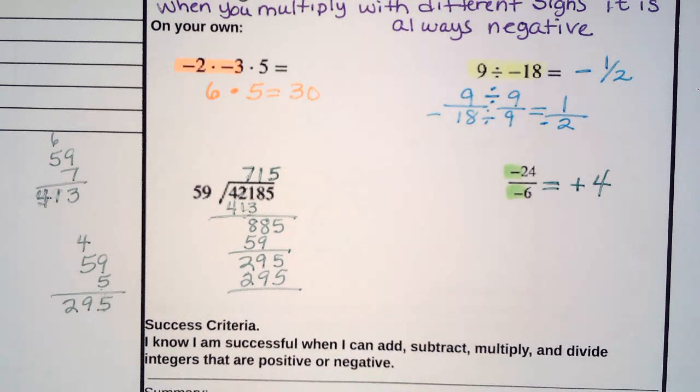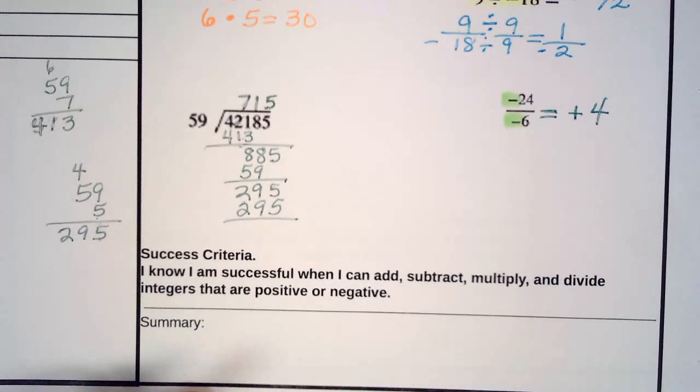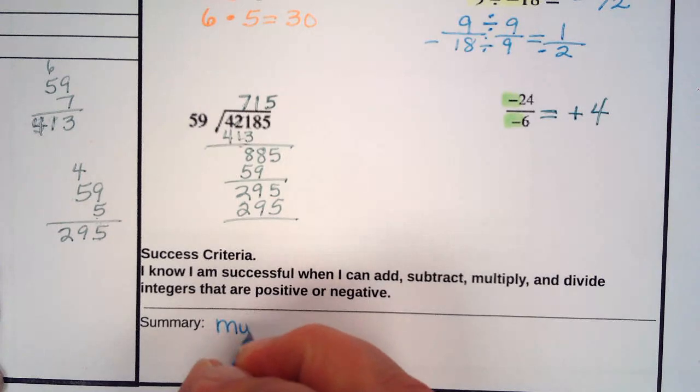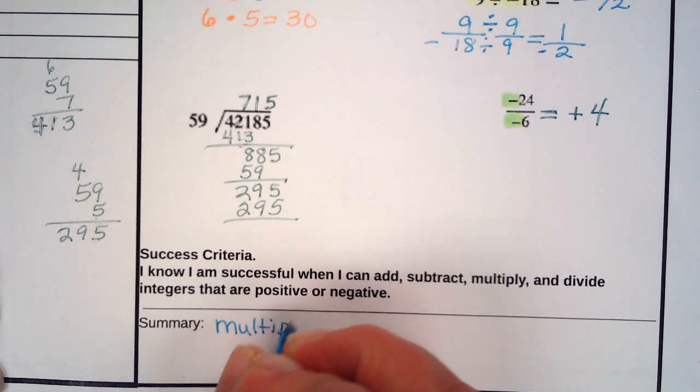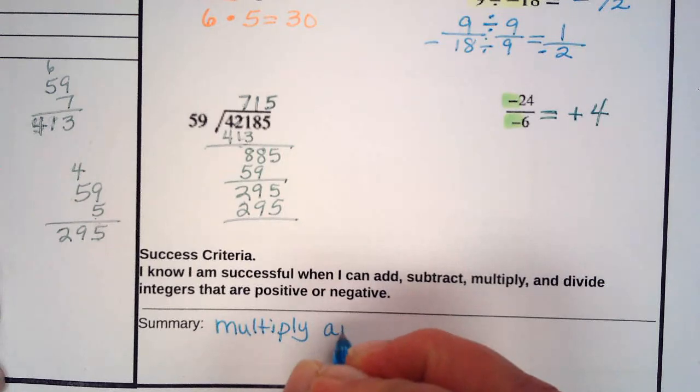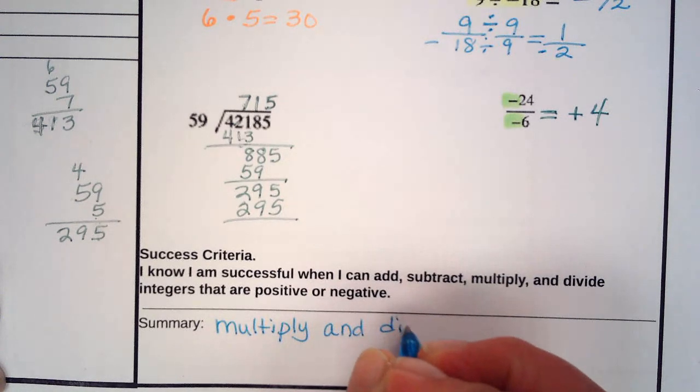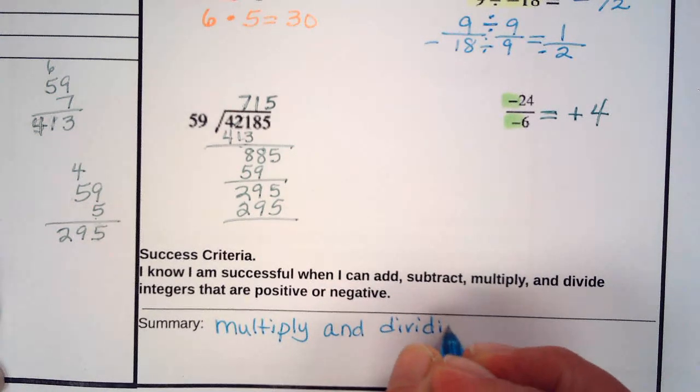And we are done. So, even with the long division problems, if we think logically, we can get it figured out. We might need a scratch paper, but we can do that. How do you know you're successful? When you can add, subtract, multiply, and divide integers that are either positive or negative. So this was multiplying and dividing integers.